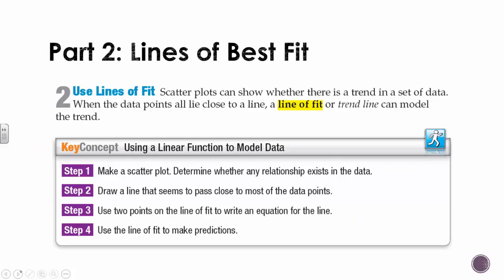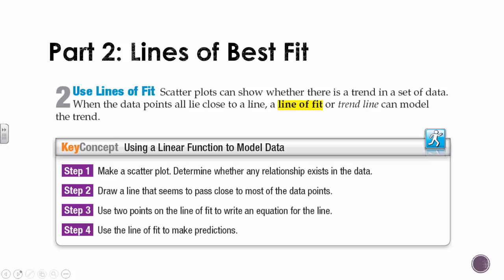So now we're going to go a step further and not only figure out what kind of correlation it has, but create an equation for a line that best fits the data. So scatter plots can show whether there is a trend in a set of data. When points all lie close to a line, a line of fit or a trend line can model this trend. So here are the steps that you're going to follow.